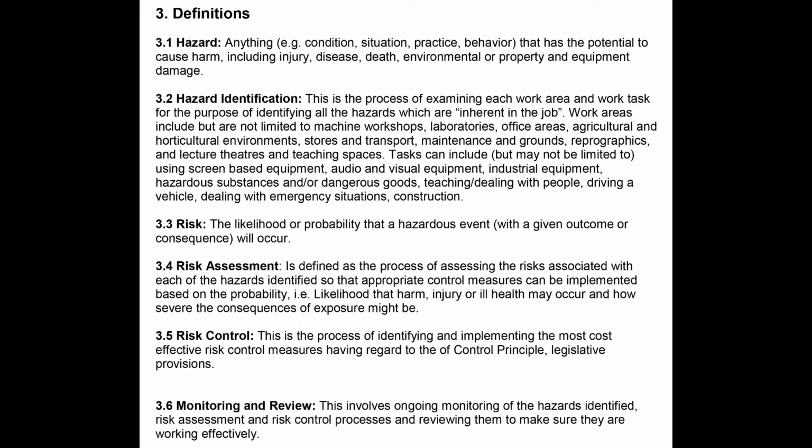Risk control: this is the process of identifying and implementing the most cost-effective risk control measures having regard to the control principle and legislative provisions. Monitoring and review: this involves ongoing monitoring of the hazards identified, risk assessment and risk control processes, and reviewing them to make sure that they are working effectively.